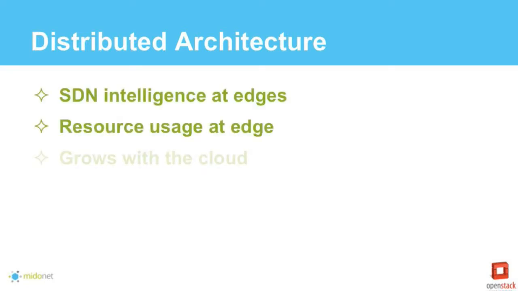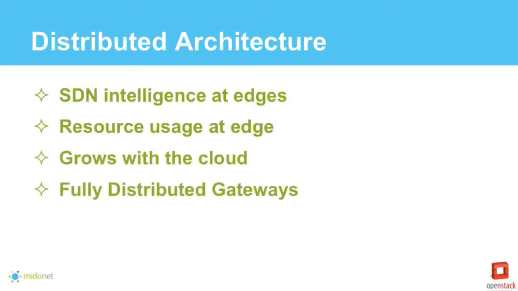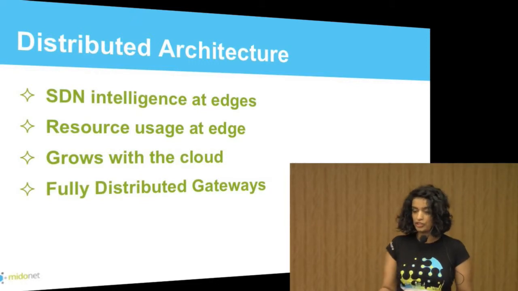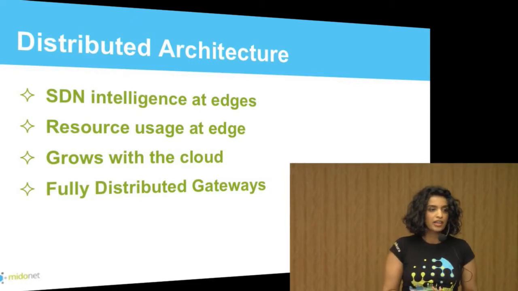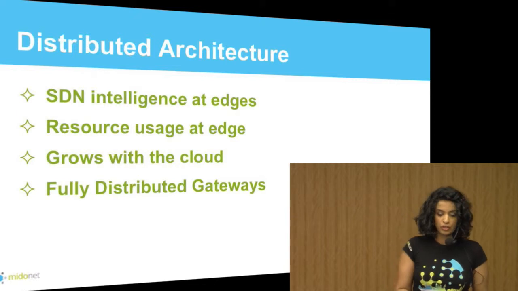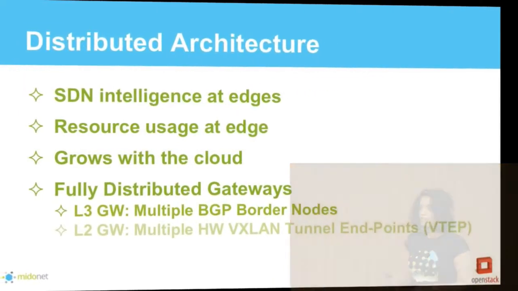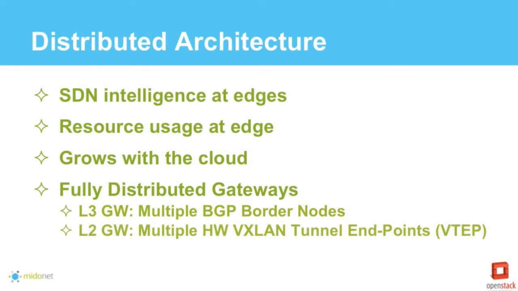So that distributed architecture pushes that SDN intelligence to the edge and allows the power of your logical networks to grow as your workloads grow, so enabling scaling. Growing with the cloud. Also, distributed gateways. So we have basically the ability to scale our gateways, have BGP routing upstream, and you can scale out your gateways to allow for more north-south traffic-bound flows.